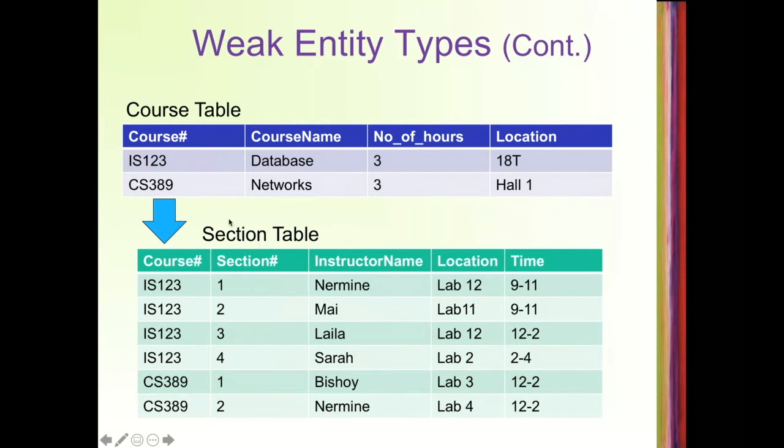The section table is a weak table, a weak entity, and course is strong because it can exist without a section, but a section cannot exist without a course, so it is weak, and the course is the strong or parent. So we copy something: the primary key of the related parent or strong entity into the weaker table.